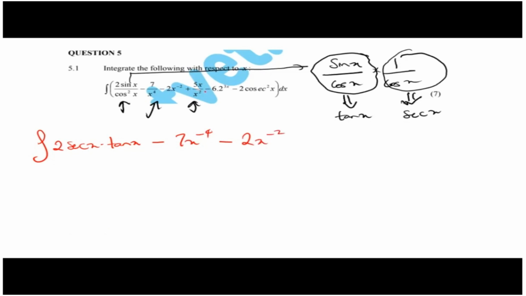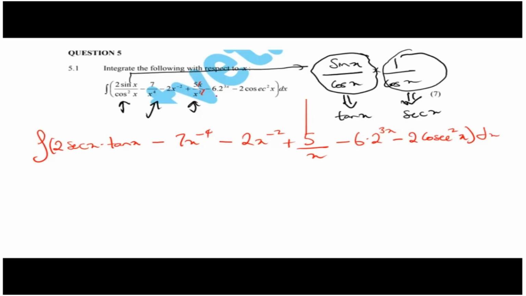Then here, this one's just cancelled one here. You have plus 5 over x. Then here you have minus 6 times 2 to the power 3x. Then here you have minus 2 cosec squared x. Yeah, so this is what you integrate. Is that fine? This is what you integrate.